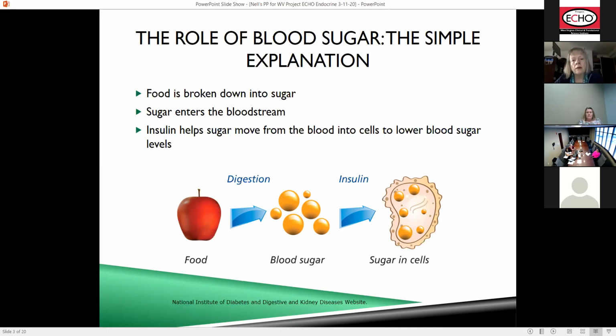And then we usually explain to people that the insulin gets into the bloodstream with the blood sugar and opens the door to all the cells of the body, and that's what's supposed to happen.